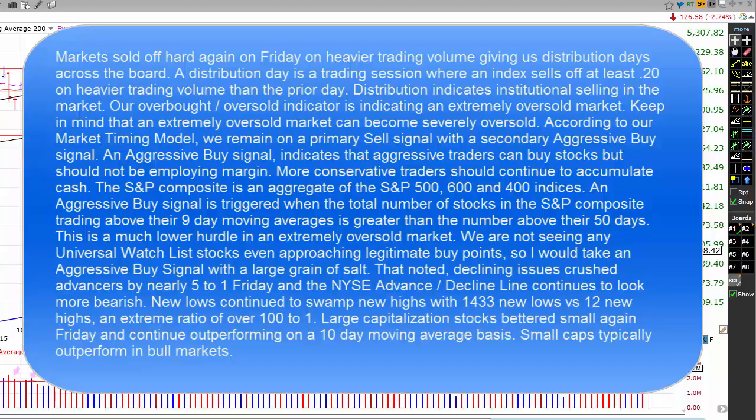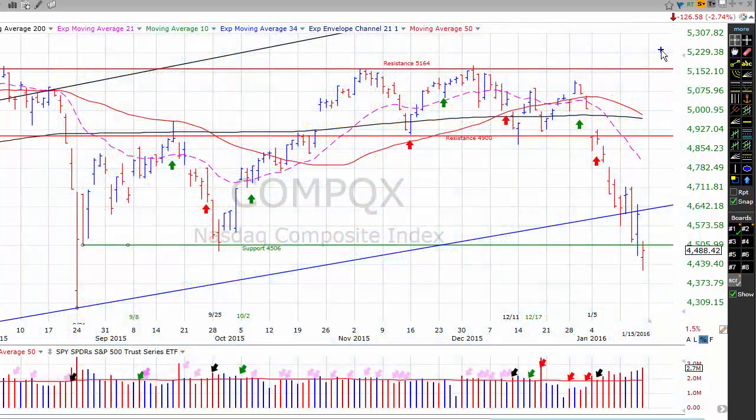Large capitalization stocks bettered small again on Friday and continue to outperform on a 10-day moving average basis. Small caps typically outperform in bull markets. On Friday, the NASDAQ Composite was down 126.58 points, or 2.74%.